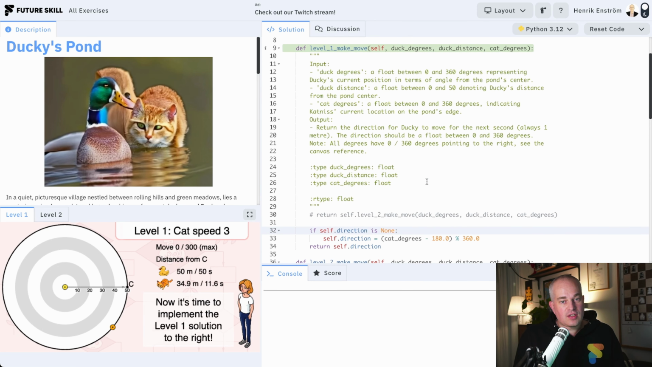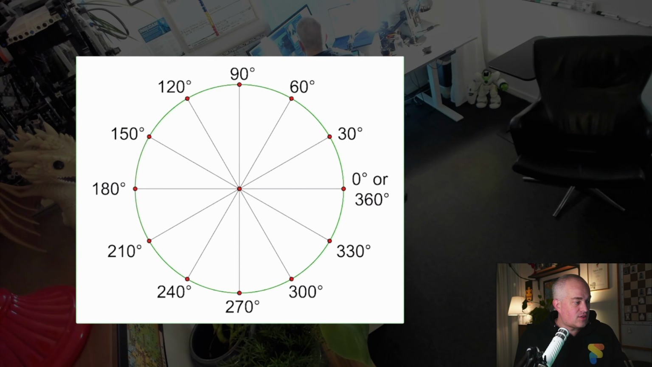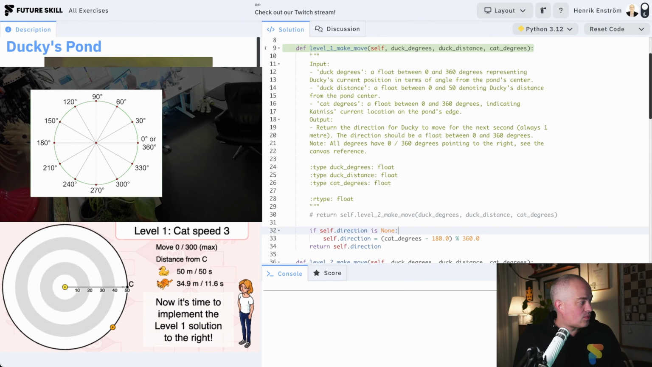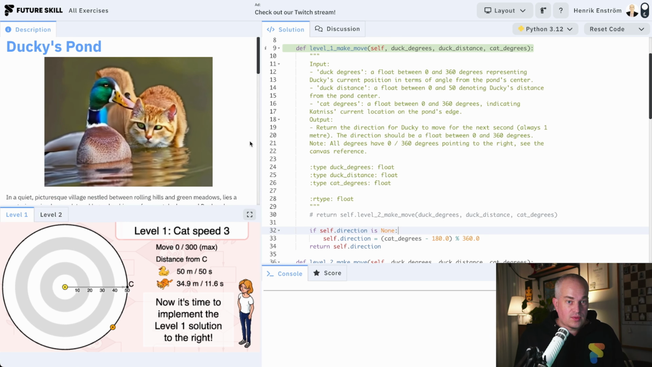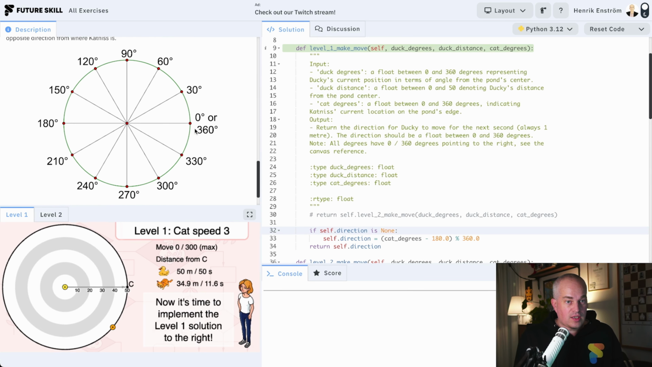So how do we then solve level 1? Well, as I mentioned in the explainer video, what we need to do is to just find the opposite direction to where the cat is, and the degrees work like this. This is also in the description. We have 0 degrees to the very right, and then it's increasing in value until we reach 360 degrees to the right again. So clockwise or anti-clockwise is positive here. We also have that degree help here.